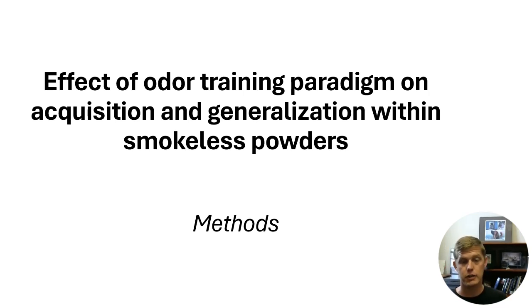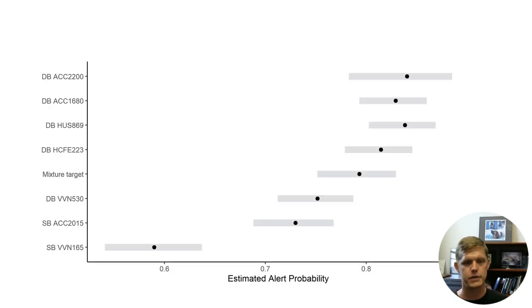For those of you who know, there's a variety of different smokeless powders you can get: single base, double base. There's triple base, but very rarely do you come into contact with those. So we bought a variety of single bases and double bases from different manufacturers, for a total of 18 different smokeless powders. Then we did a similar kind of study where the dogs were trained to 8 different varieties of them. Here we have DB for double base, SB for single base, then the brand, ACC, and then the specific version, 2200.